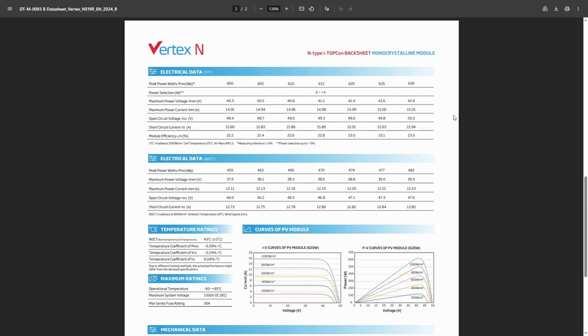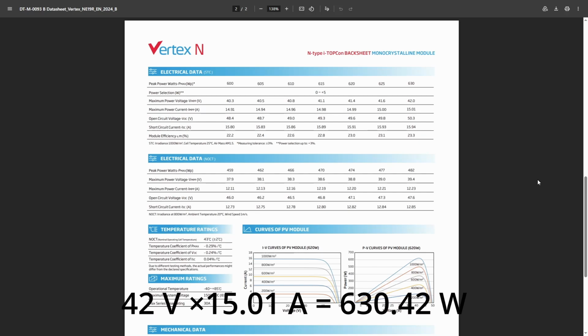Now let's talk about power. Power doesn't exist on its own. Power is always a combination of voltage and current. If you only look at watts, you miss most of the picture. So let's do a simple check. Here we have VMP, the maximum power point voltage, and IMP, the maximum power point current. For this panel under STC, VMP is about 42 volts. IMP is about 15 amps. If we multiply these numbers, we get about 630 watts.